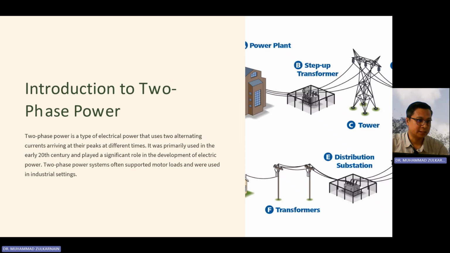And then we talk about the two-phase motor. Two-phase power is a type of electrical power that uses two alternating currents arriving at their peaks at different times. It was primarily used in the early 20th century and played a significant role in the development of electric power. Two-phase power systems often supported motor loads and were used in industrial settings.